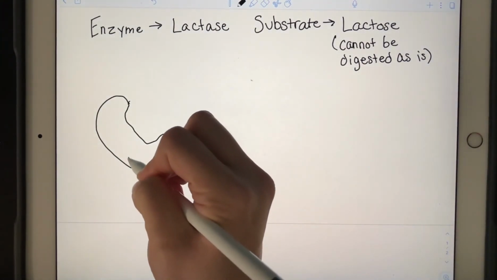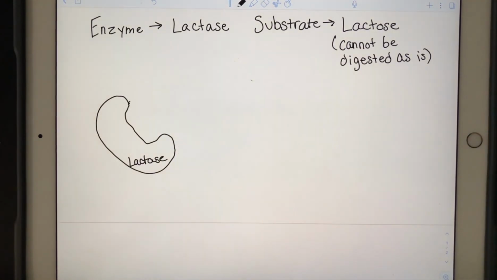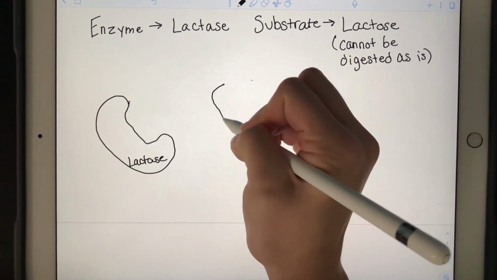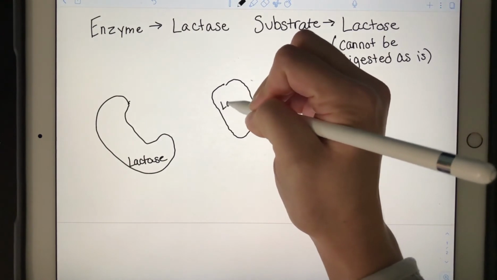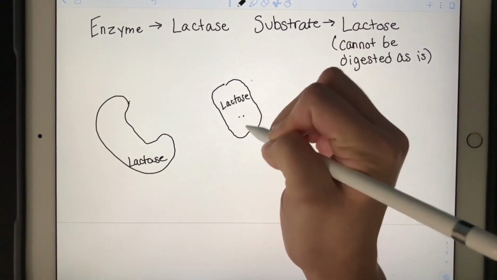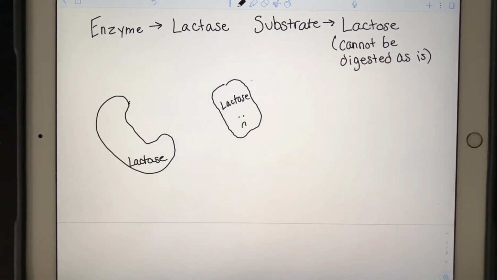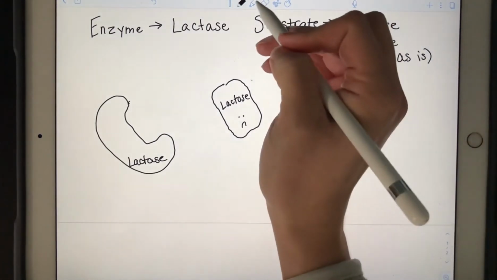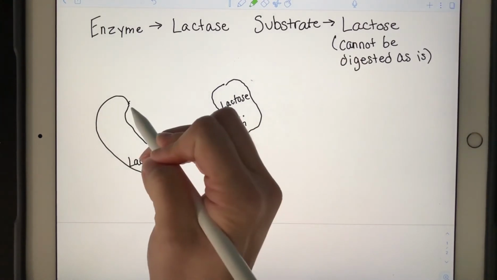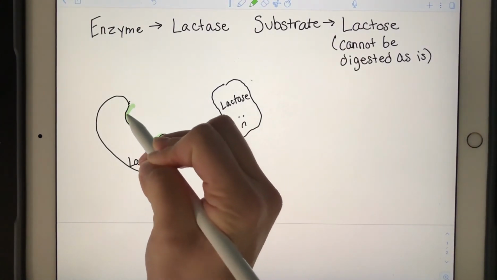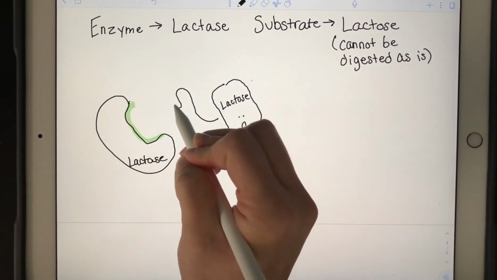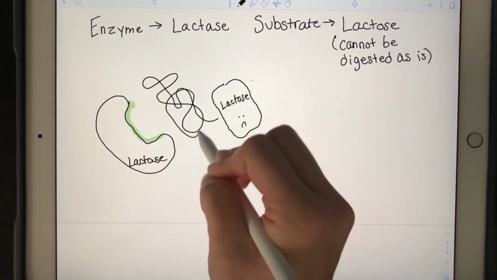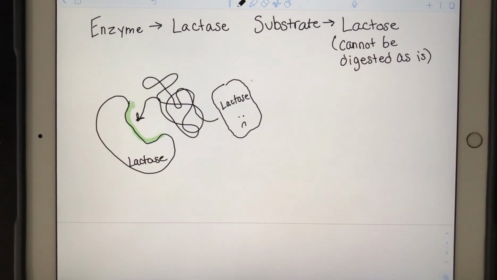So I'm going to make a very, very simplified drawing. We're going to say this is lactase. And this is our substrate, lactose, which those of us with lactose intolerance do not like. What will happen, highlighting the active site, is when this lactose is going around, it has random molecular motion, just doing its own business, and then boom, it finds itself in a lactase enzyme.